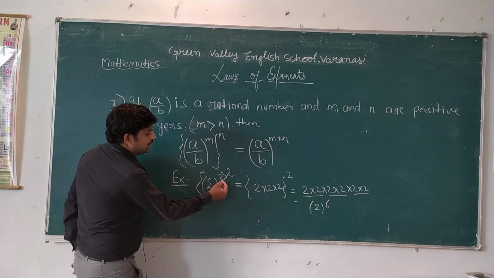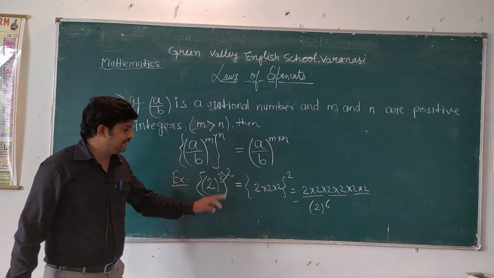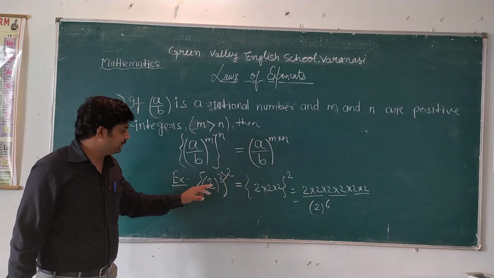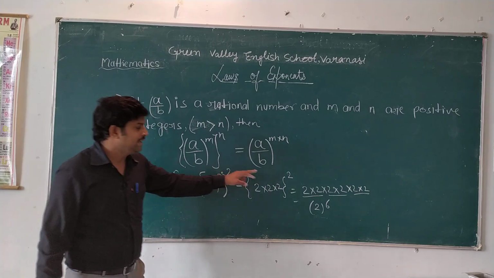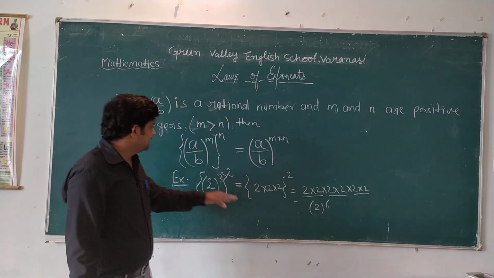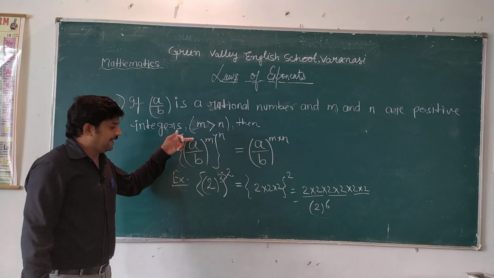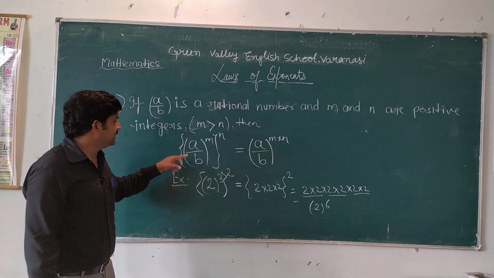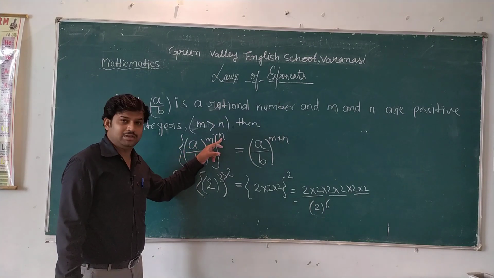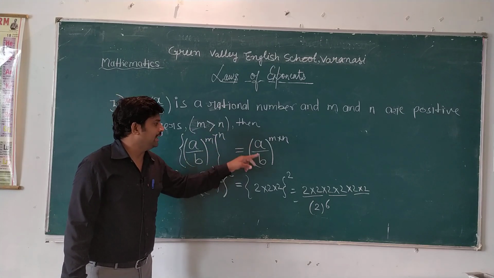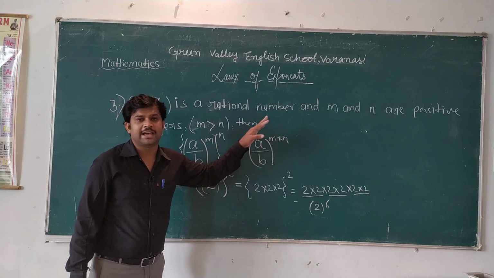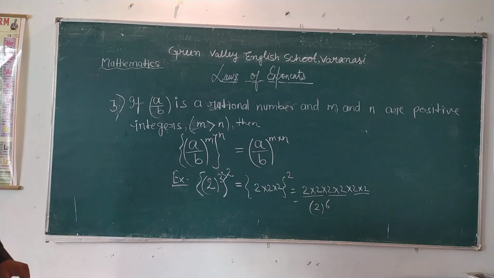How can we find 2 to the power 6? When we multiply 3 into 2, we get 6. It means 2 to the power 3 whole to the power 2 is equal to 2 to the power 6. That's why, when a upon b is a rational number, (a upon b) to the power m whole to the power n is equal to (a upon b) to the power m into n. This is our third law of exponent.